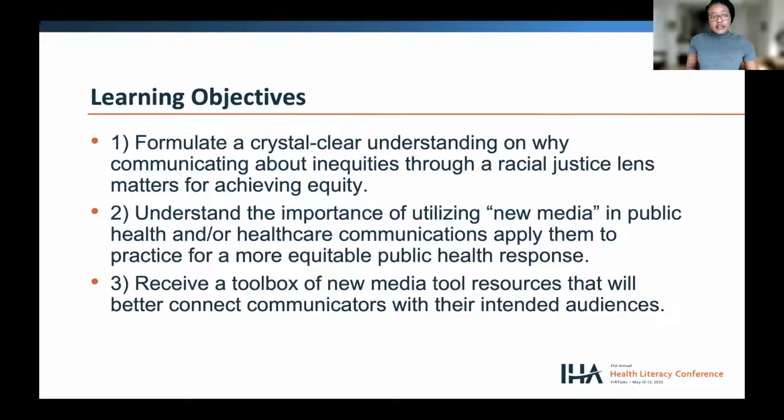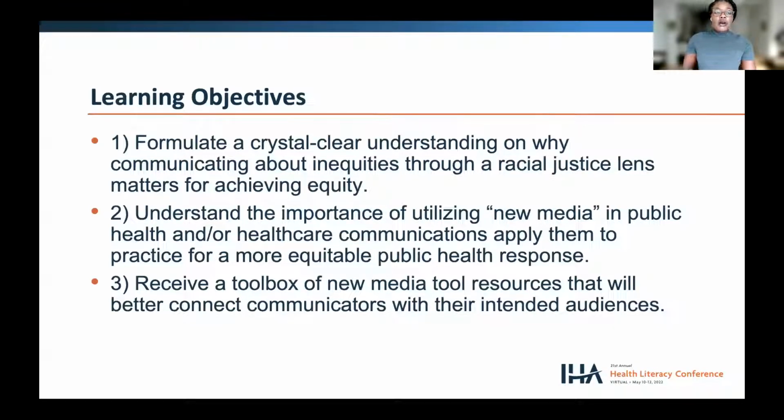So the learning objectives for my session, hopefully you'll get a more clear understanding as to why communicating about inequities through a racial justice lens matters for achieving equity. And I really do want to hone in on the racial justice piece, because now that we are in 2022, we need to be very specific when we're talking about which type of equity we are talking about, because there's lots of different forms of equity.